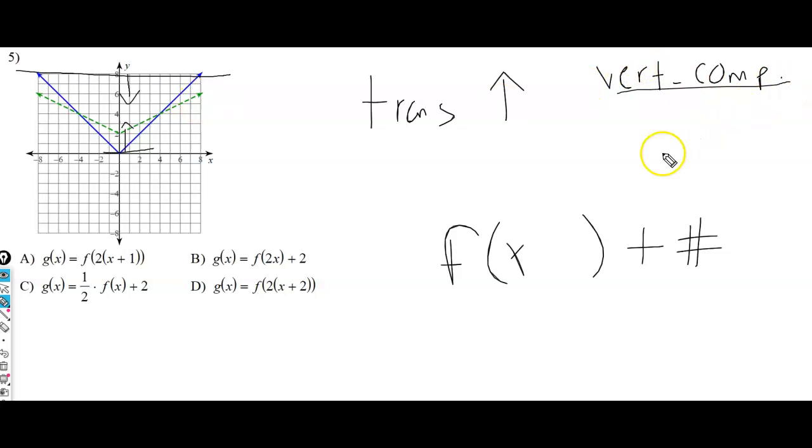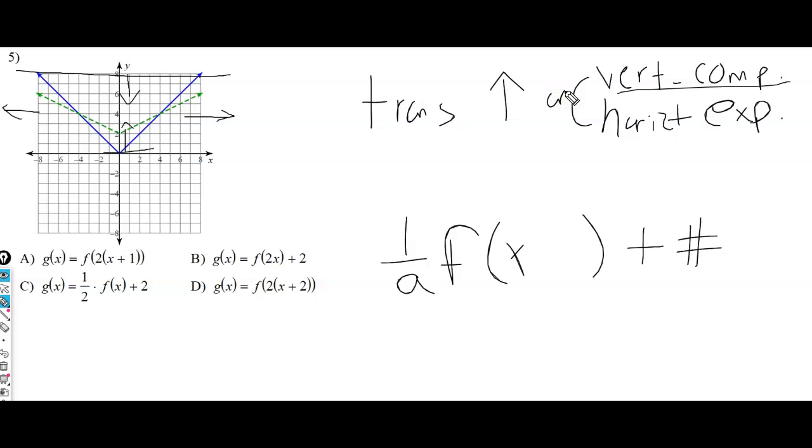So to get a vertical compression, you can have a 1 over A out here. But that's not the only way to get a flatter looking line. Another way you can get a flatter looking line is by stretching it horizontally. So if you took this blue line and pulled it left and right with both hands, that would widen it out, wouldn't it? So that's what we call a horizontal expansion. So it's not both of these, it's one or the other. But a way you could get a horizontal expansion is by multiplying your x by a number of some kind.